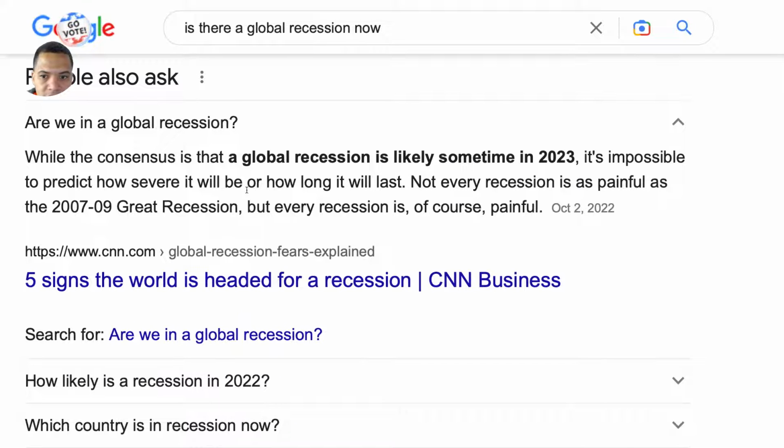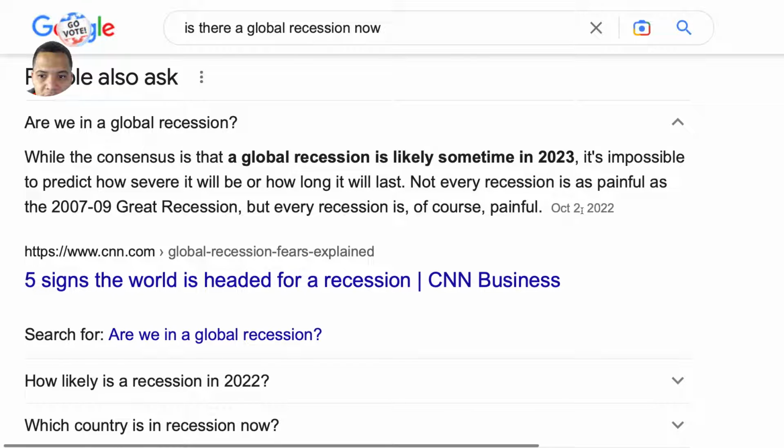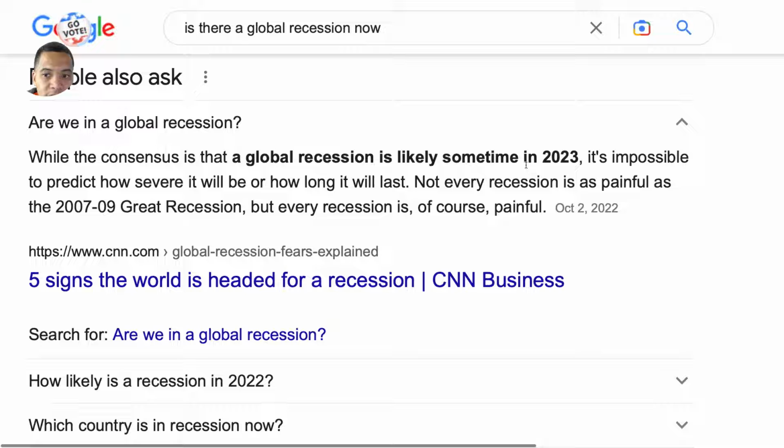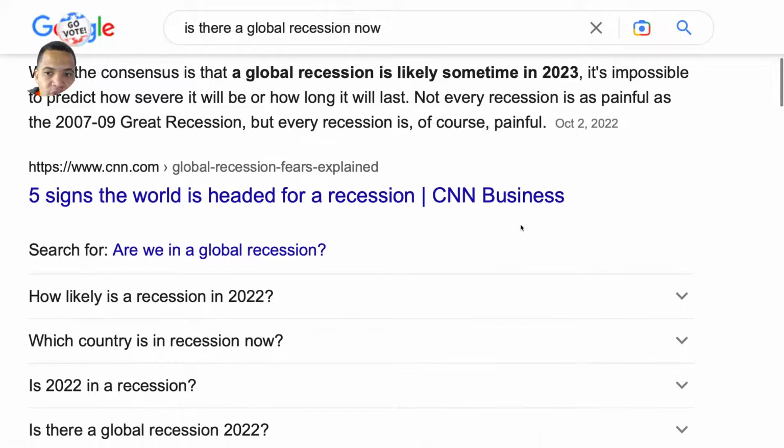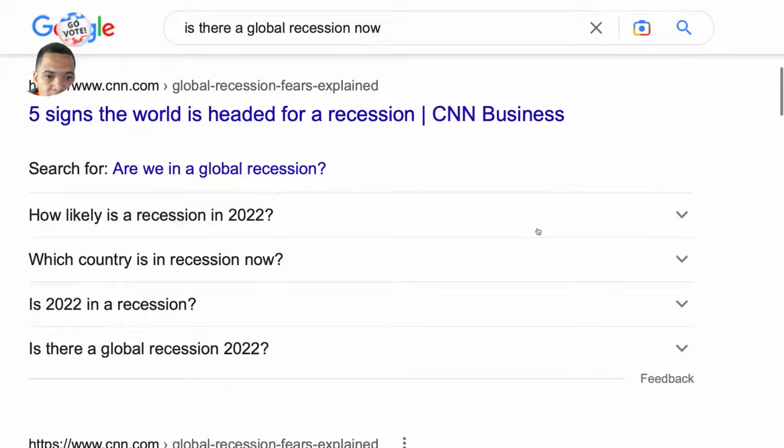Right? We're looking at something now. October 2nd, about a month ago. While the consensus is that the global recession is likely sometime in 2023, it's impossible to predict how severe it will be or how long it will last. Not every recession is as painful as the 2007 to 2009 Great Recession, but every recession is, of course, painful. That's October 2nd, about a month ago that came out.